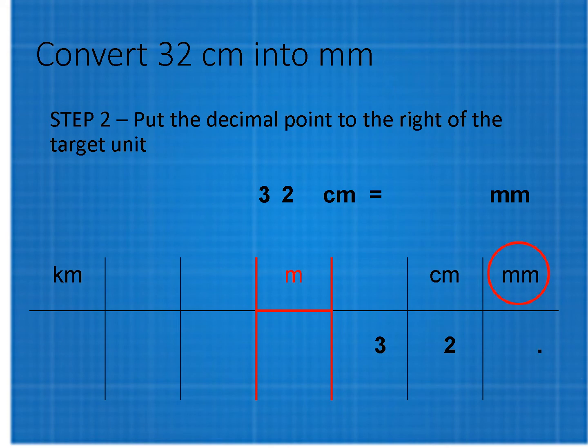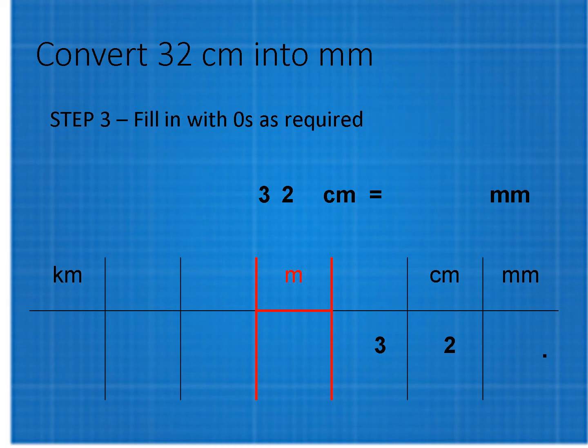So our target is millimeters. So we have here the decimal point. And in step 3, fill in with the zeros as required. So we will add 0. So therefore, this 32 centimeters is just equivalent to 320 millimeters.